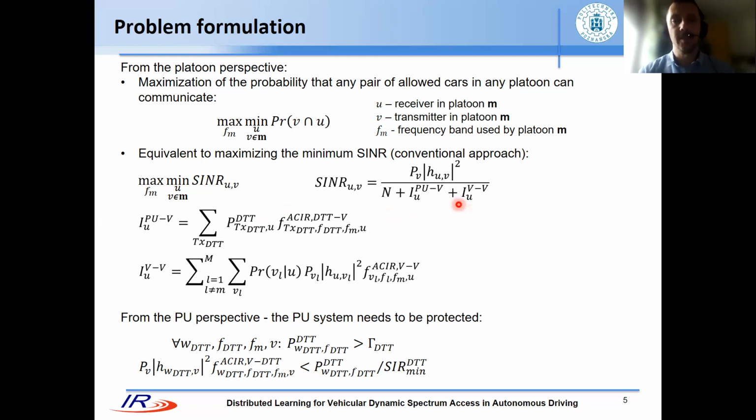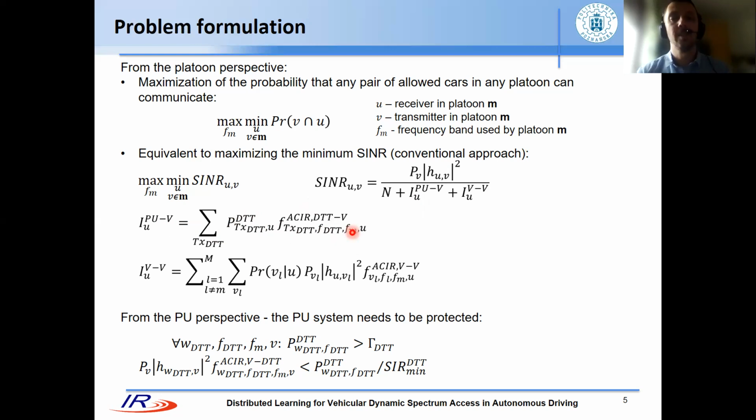So these interferences take into account both the co-channel interference and also the out-of-band interference. This is done using the adjacent channel to interference ratio factor, weighting factor, which is simply the value between 0 and 1 that weights the received DTT power, for example, in case of interference from primary system, taking into account the distance in frequency between the channel used by DTT and the channel used by the platoon.